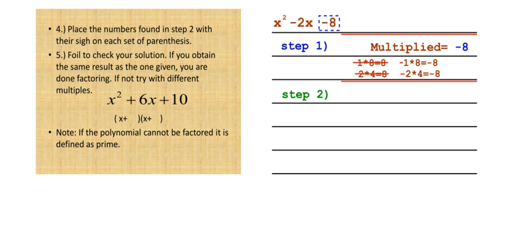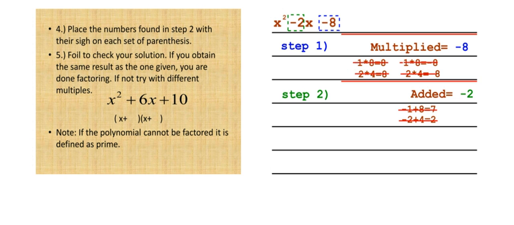So step 2, keep in mind we're looking for when those multiples are added, it'll give us negative 2, the one that's next to the x. Keep in mind this one does not have an exponent. That's the negative 2. So negative 1 plus 8 gives us positive 7. Negative 2 plus 4 gives us positive 2. Whoa, so close. We need a negative 2, so both of these won't work.